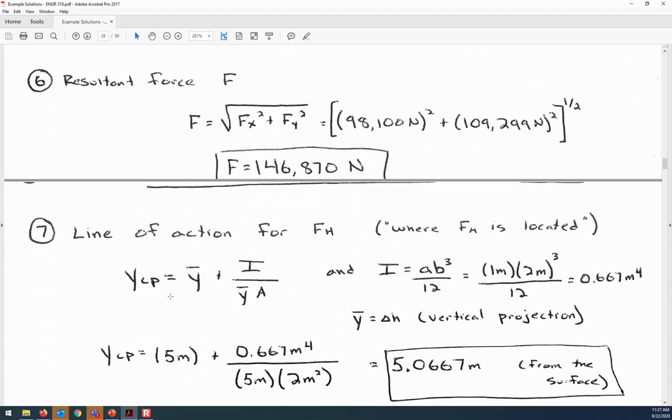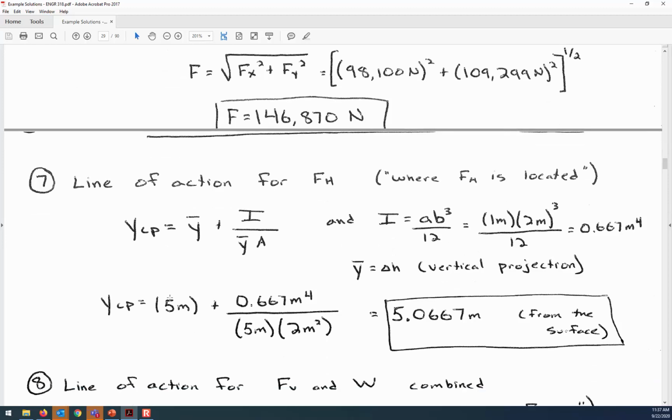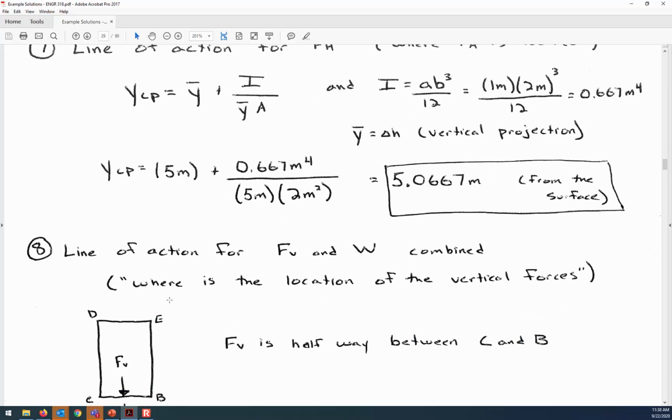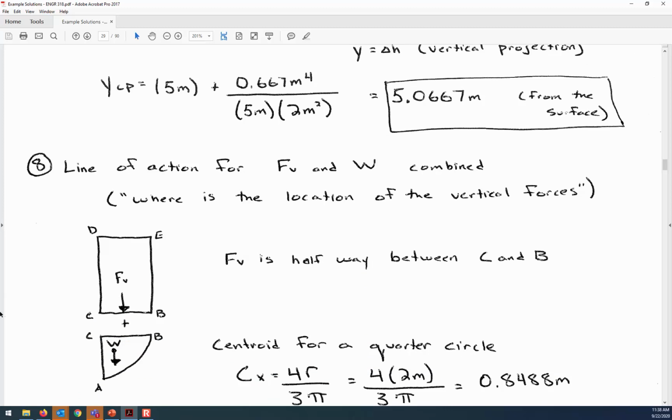And just to refresh your memory, here's the line of action for the horizontal forces, where we were calculating YCP to determine that. Now the line of action for the vertical forces combined. So there is the rectangle, where it's just right in the middle, Fv, and then W is offset. And you can find the formula for the centroid of a quarter circle in our book. And that formula is 4r divided by 3 pi.